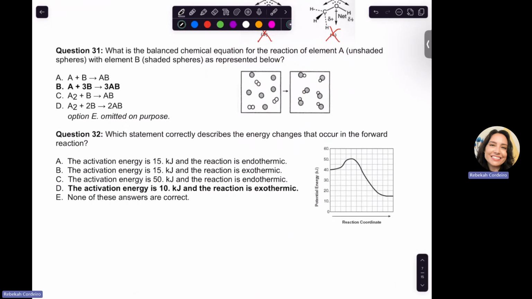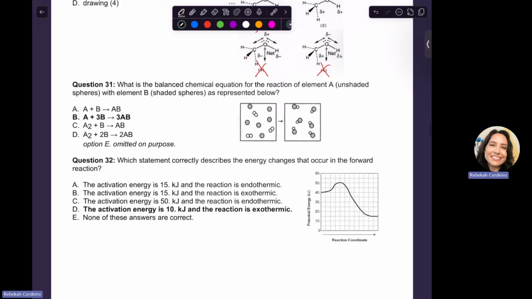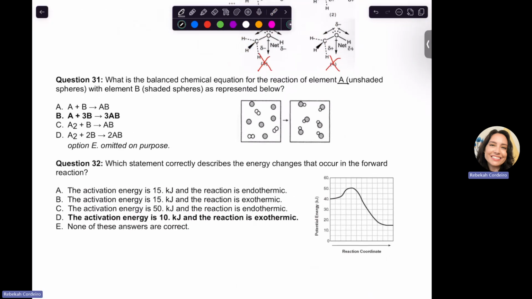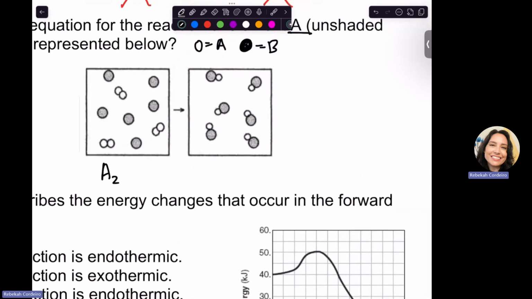Balanced chemical equation for the reaction. When you see a diagram like this, I don't want you counting ratios. I want you just to write what's in the box. This box, if A is unshaded and shaded is B, then what's in the box? We have A2 in the box and we have B in the box. What's in the box? A2, B, right?